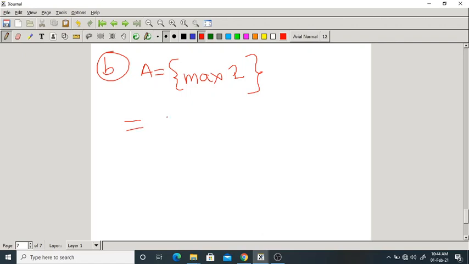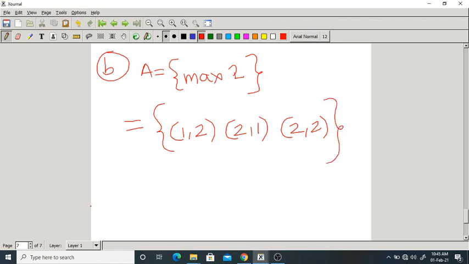What are the possibilities? If you roll a die successively 2 times, you should get maximum 2. What are the possibilities? 1, 2, here maximum is 2. 2, 1, maximum is 2. 2, 2, the maximum is 2. Any other possibilities? The maximum is 2 means these are only possibilities. Now here what is the probability of A? The number of elements in A, 3, by total possible elements, 16.